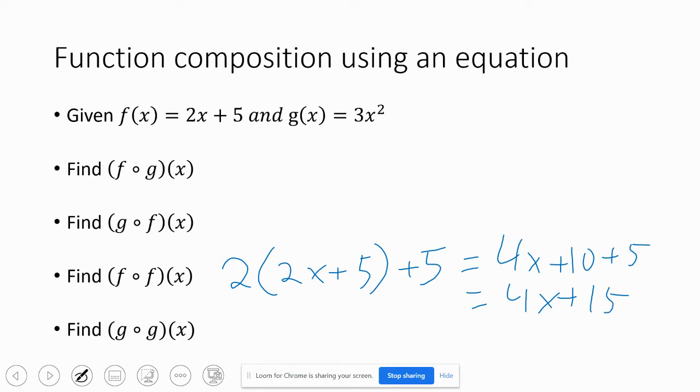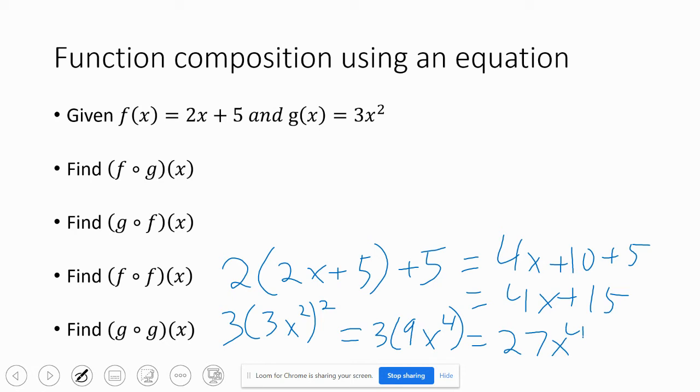I'm going to do the same thing in g. Put g inside g. So it'll be 3 times 3x squared, squared. Now let's do this one carefully, the simplification. So 3 squared is 9. Squared squared becomes x to the 4th power, and that becomes 27x to the 4th power. So just make sure to separate my answers.